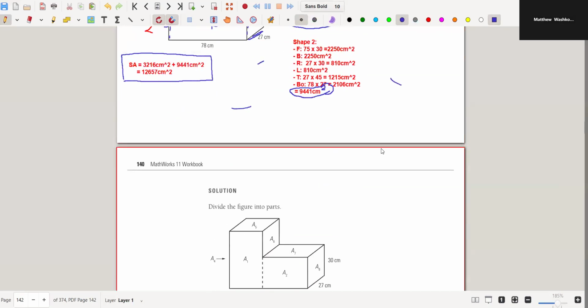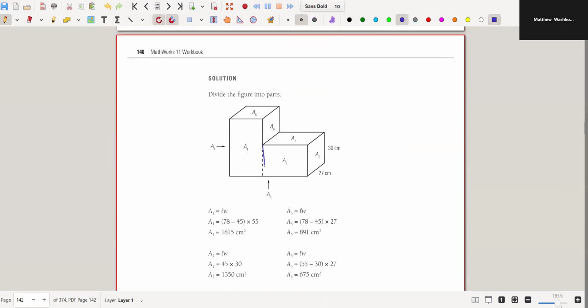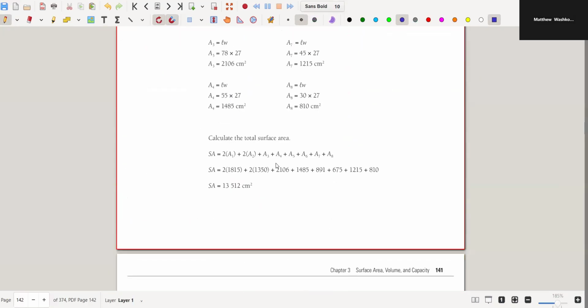So again, there are a couple of ways to do this. They did theirs differently. They cut theirs in half like this. You can do it that way. It gives you the same answer at the end, right?